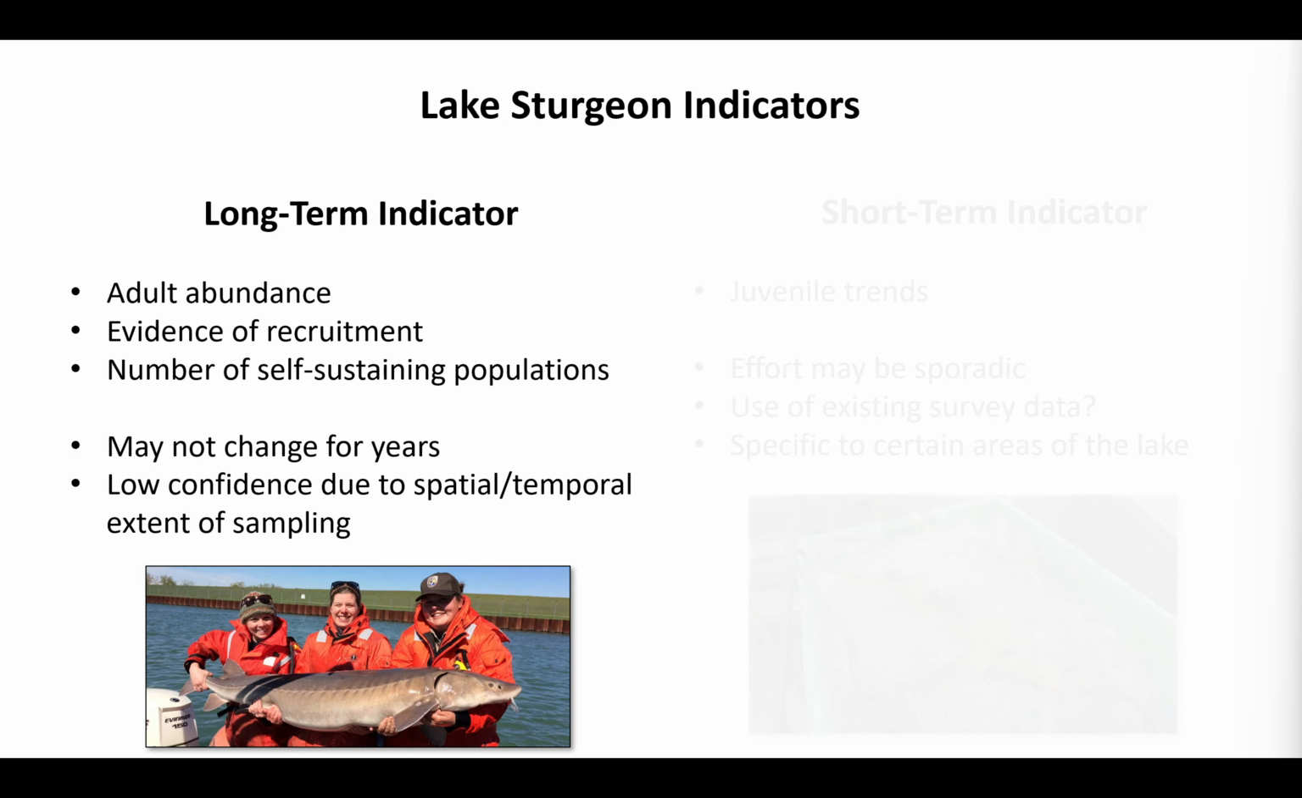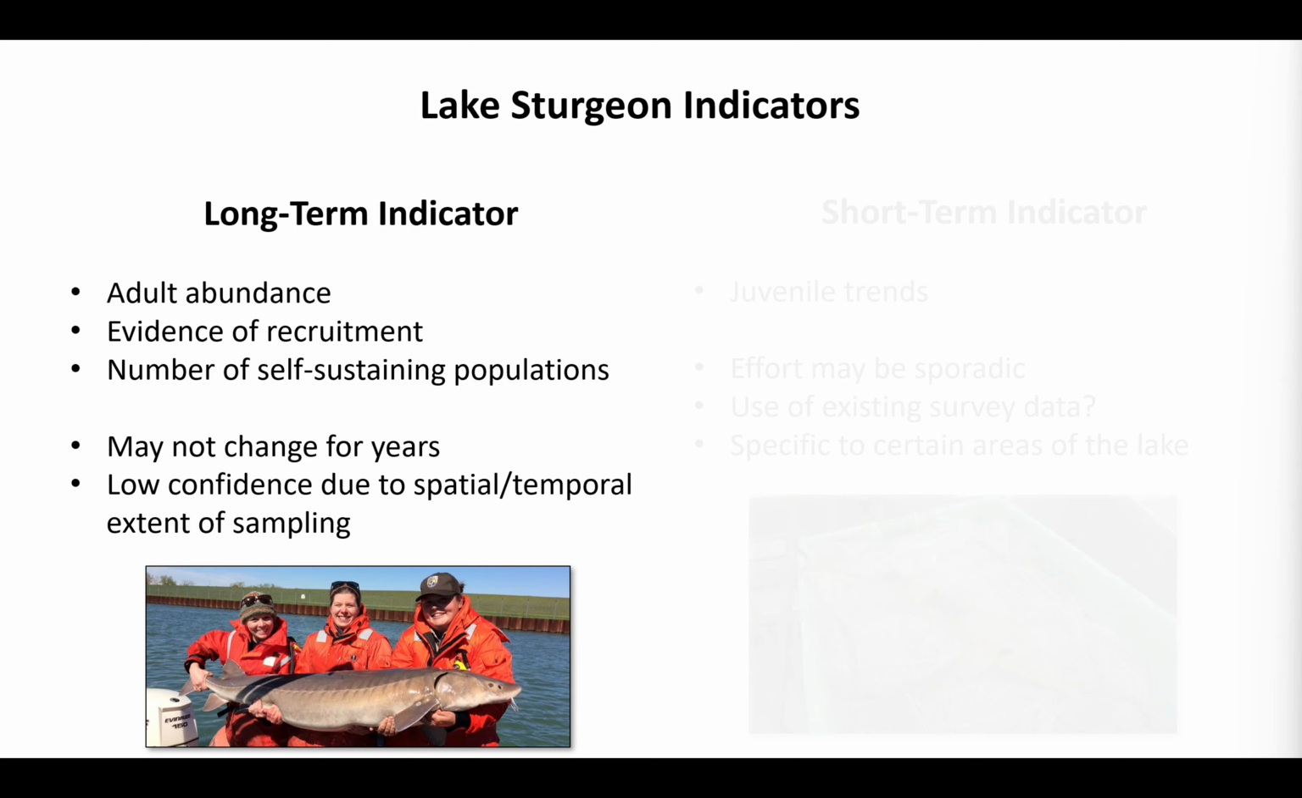So there was a group of us that got together to start discussing lake sturgeon indicators, about a year ago. And one of the things that we first started doing was looking at indicators of other lake systems, and some of the state of the lake reports that have been out there. A couple of the metrics that consistently popped up were adult abundance and evidence of recruitment. I mean, that's pretty self-explanatory, I'd say. And that all leads into the number of self-sustaining populations that are in a lake.